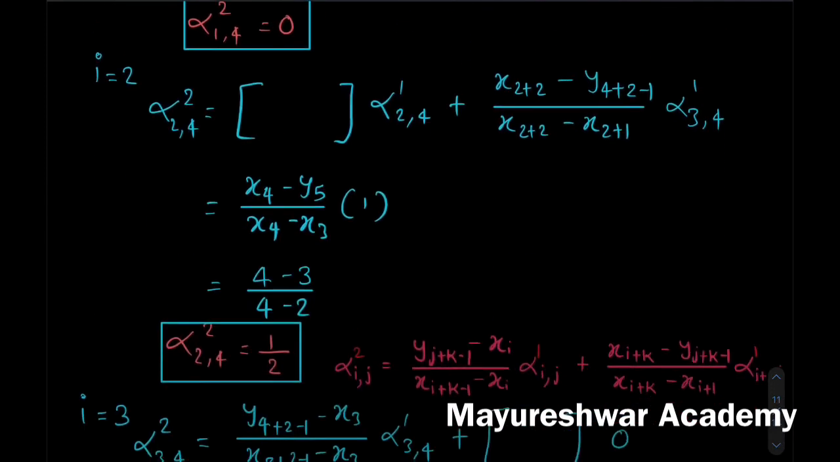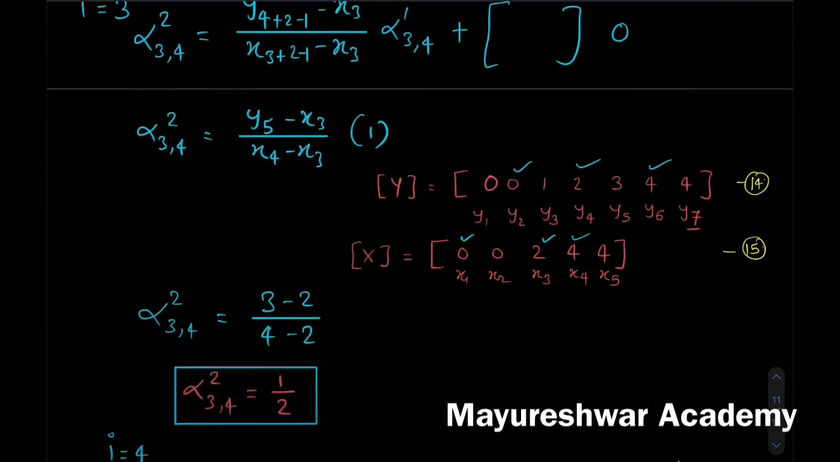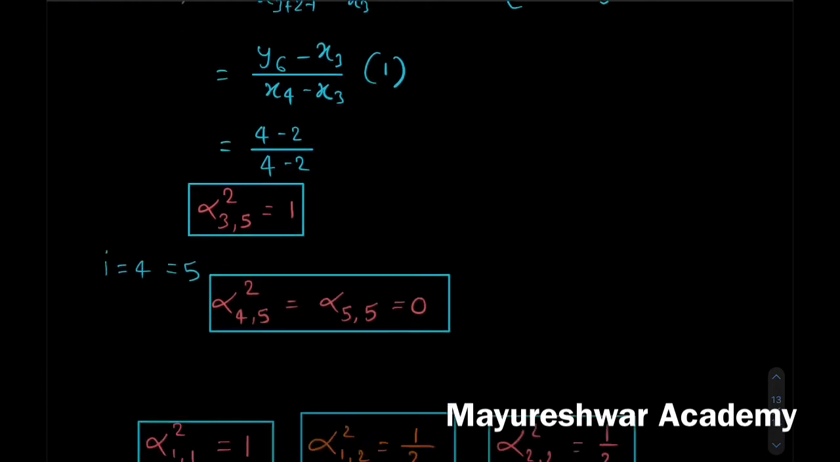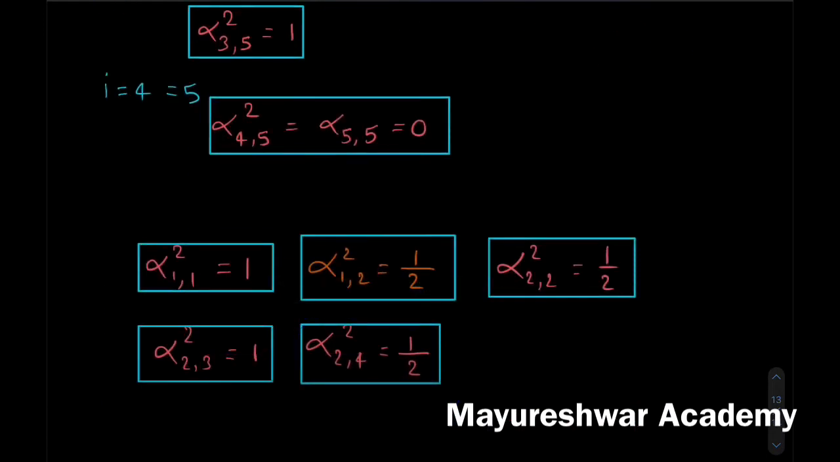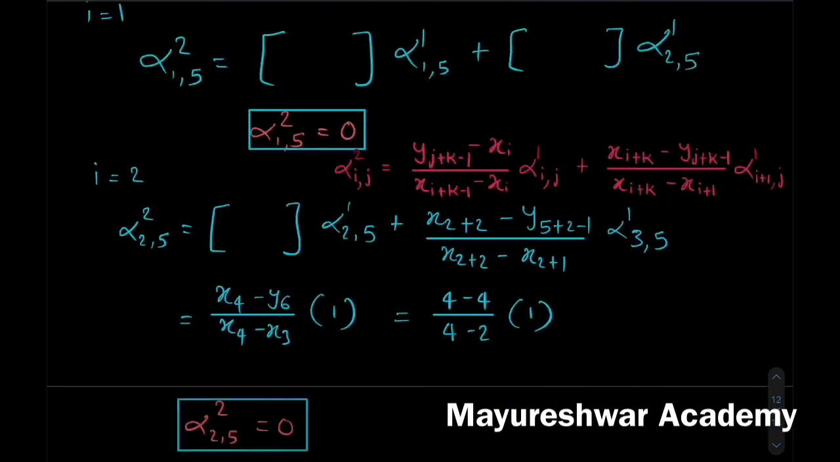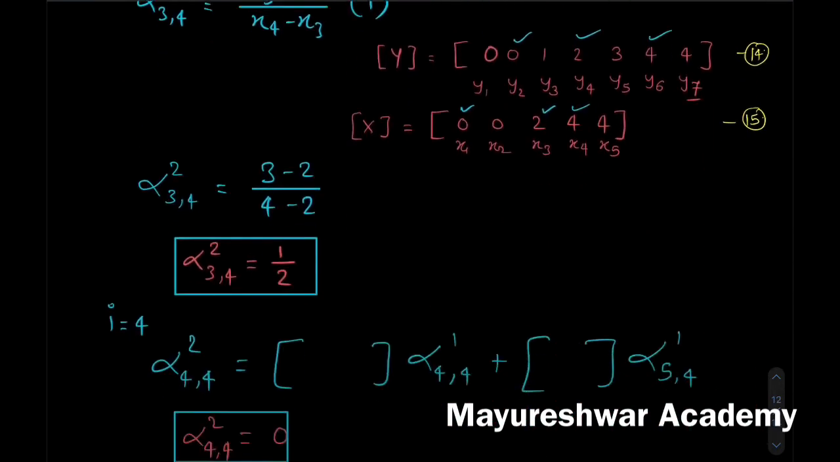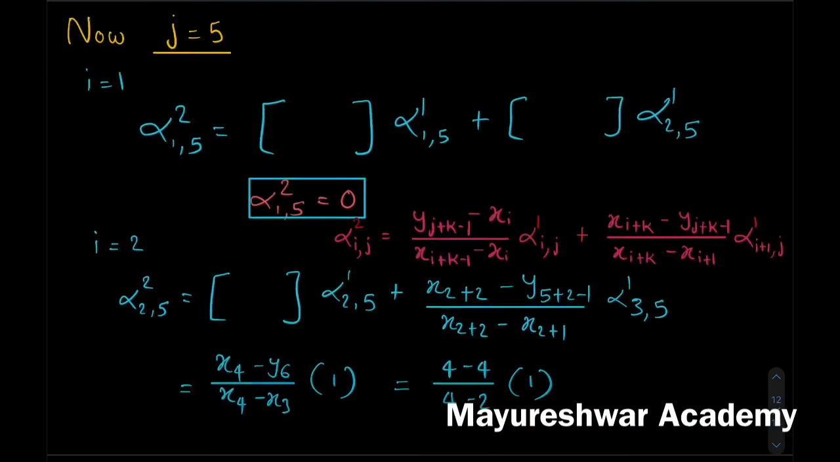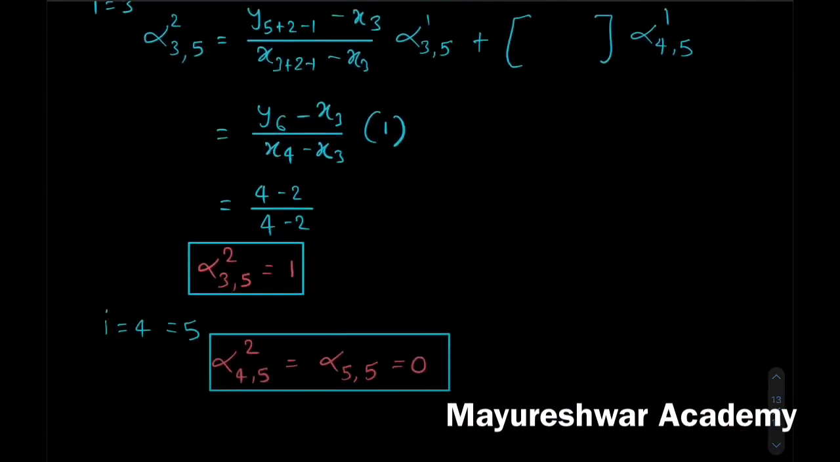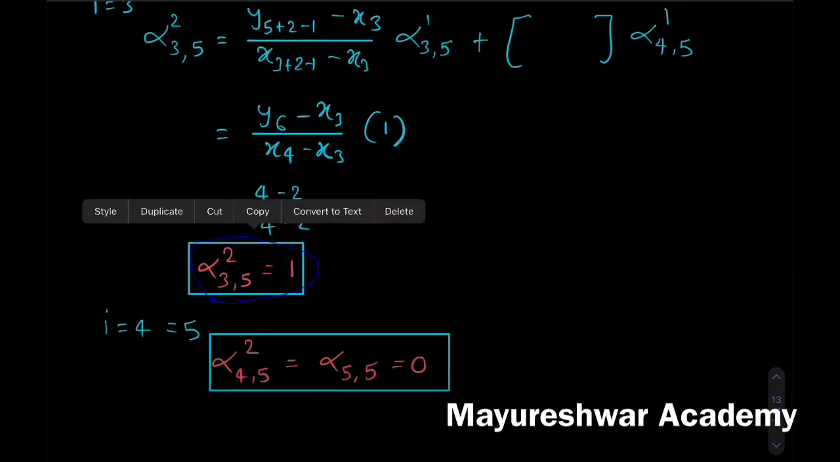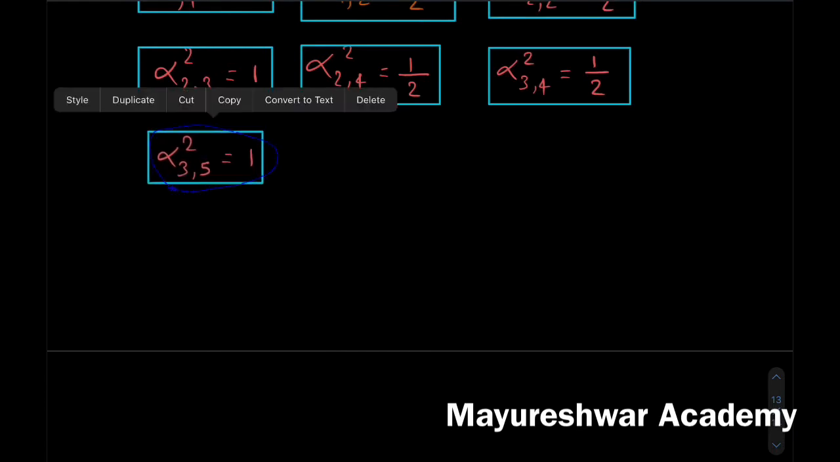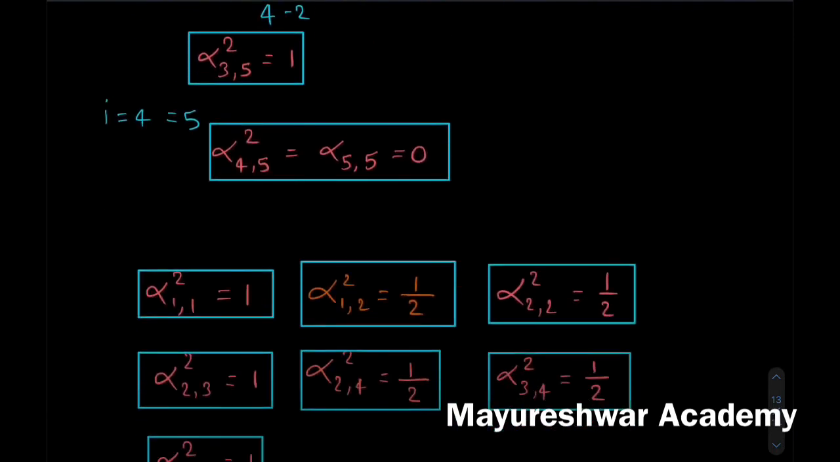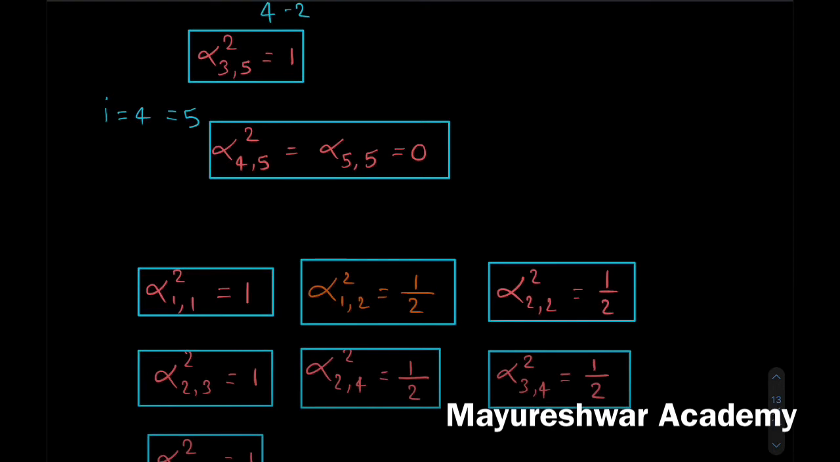Here it is, alpha 2 comma 4, copy. Okay, so alpha 3 comma 4 is also half value, so we need to copy that. So 3 comma 4, paste it. Then I guess there is one more value. Okay, yes, this is alpha 3 comma 5. So these 7 values are non-zero values, all other values are 0.